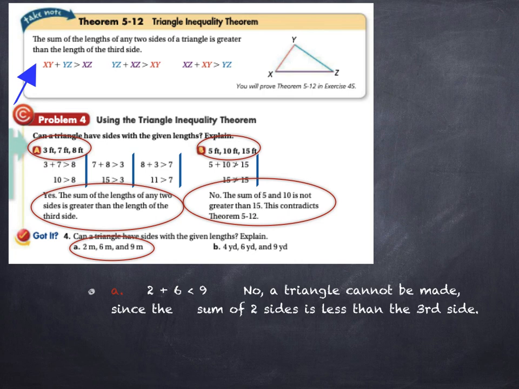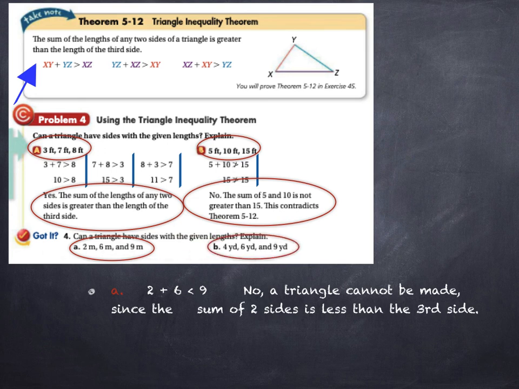2 plus 6 is greater than 9? 2 plus 6 equals 8. It is less than 9. So therefore, it is a no, since a triangle cannot be made since the sum of 2 sides is less than the third side.